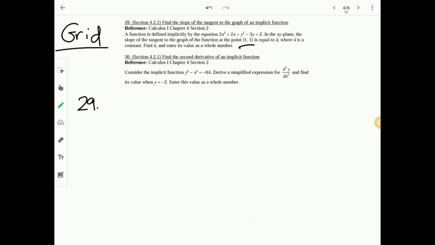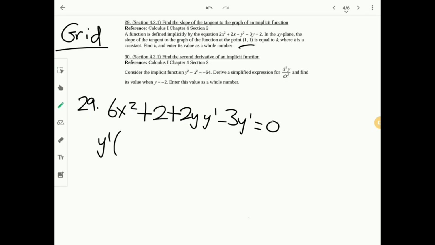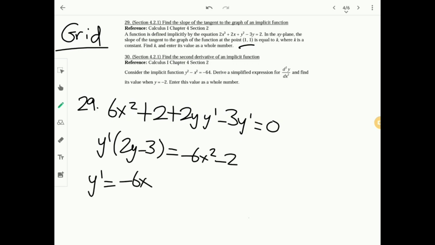So that's very simple. 6x squared plus 2 plus 2y y prime minus 3y prime is equal to 0. Take the y prime out. (2y minus 3) y prime is equal to minus 6x squared minus 2. So y prime is equal to minus 6x squared minus 2 over 2y plus 3. Sorry, 2y minus 3.